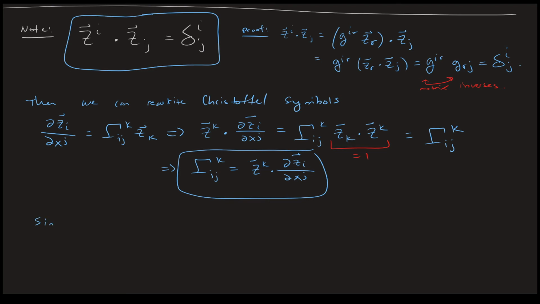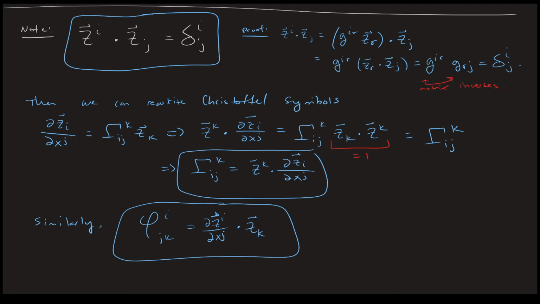Now we can say similarly, the phi symbols, phi i up, jk down, can be written as partial zi up, partial xj dotted with zk down. That is a way we can write the other set of symbols, phi i up, jk down. So we just have a new representation of the symbols that we're going to use when we do other stuff.